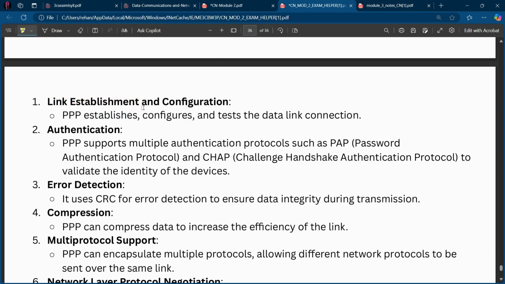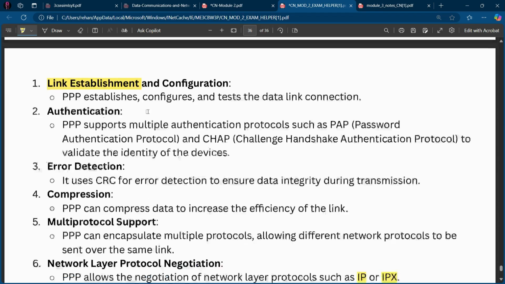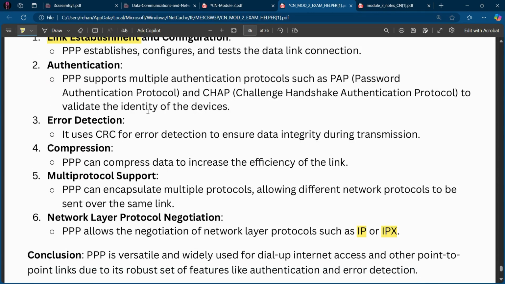Authentication is nothing but Challenge Handshake or Password Authentication. Compression compresses the data to increase efficiency. Multi-protocol support means a link itself can carry multiple protocols. Then network layer protocol negotiation: PPP allows the negotiation of network layer protocols such as IP, Internet Protocol, and IPX, Internetwork Packet Exchange. I don't know what the X stands for.